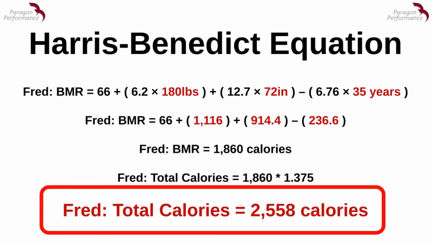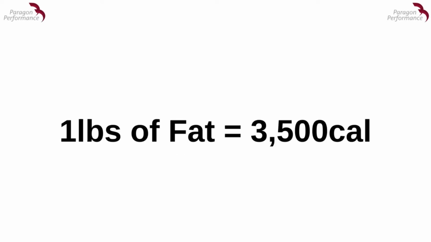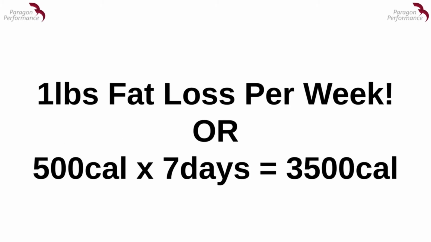So remember, Fred's total calories for his baseline was 2,558. So we also know that 1 pound of fat is roughly 3,500 calories. So 3,500 calories is equal to 1 pound of body fat. So let's say Fred decides, hey, I want to lose 1 pound of fat per week. Okay. I can do that by reducing my calories by 500 per day, right? So if I want to lose 1 pound of fat per week, I just reduce my calories each day by 500. 500 times 7 days is 3,500 calories per week total.